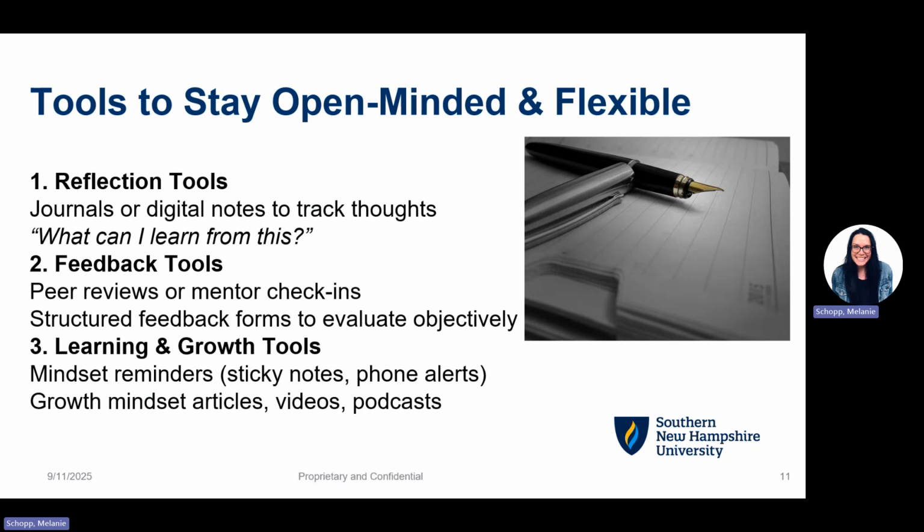Another one is feedback. There's feedback again. Those peer reviews or mentor check-ins, if you have those people in your life, this could be professionally, academically, personally, but also too, those structured feedback forms to evaluate things objectively. That's a great example of like when we have work performance reviews. Maybe you're trying to become a manager at your job or to get promoted in some way, shape, or form. And you have your yearly or monthly review, whatever it might be. Those forms and that feedback can help you grow and change some things up, right?